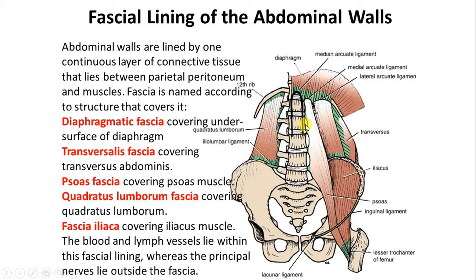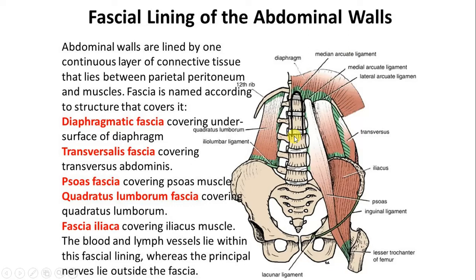The important thing is the arcuate line, the attachment of the fascial lining, and the median arcuate ligament. The medial arcuate ligament is over the psoas, and then the lateral arcuate ligament is over the quadratus lumborum, attached at the upper end. So all of this will be covered by the fascia. Whatever the disease process, if pus forming occurs, it lies behind this fascia.